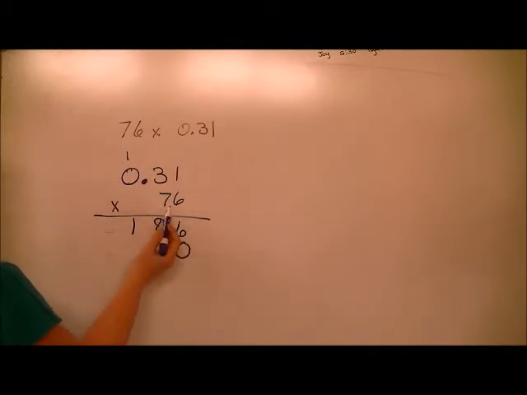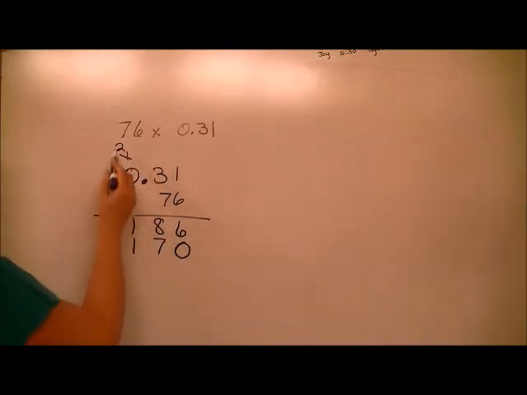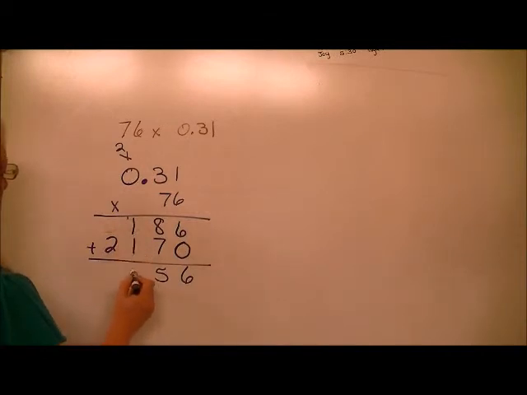So we're under the 7. 7 times 1 is 7. 7 times 3 is 21. Carry our 2. 7 times 0 is 0. Plus 2 is 2. Now we're going to add. 6, 7 and 8 is 15. Carry your 1. That would be 3.